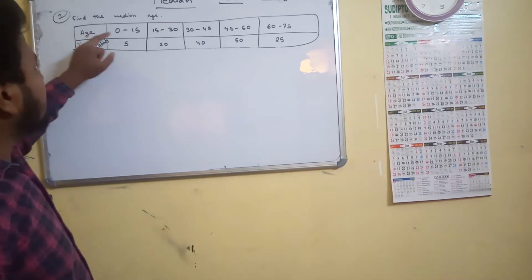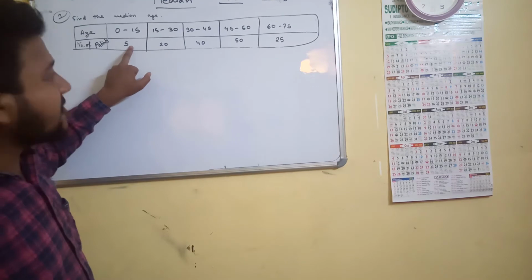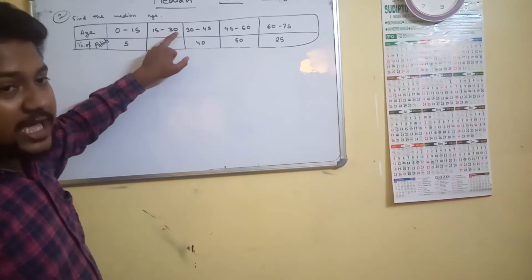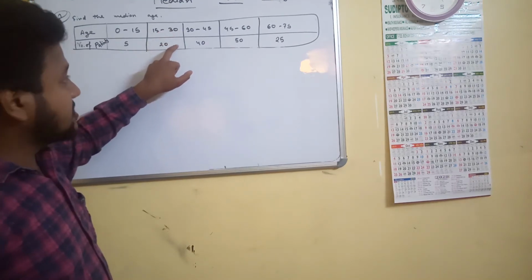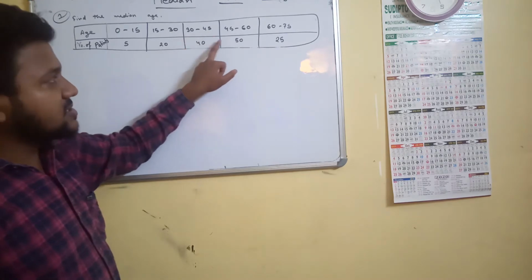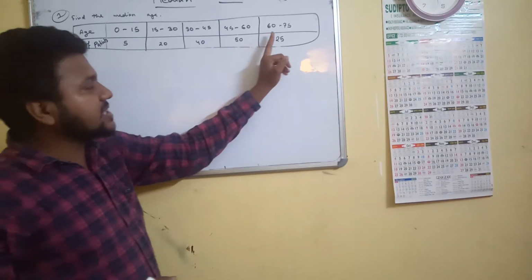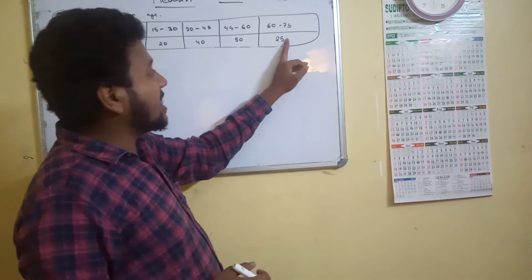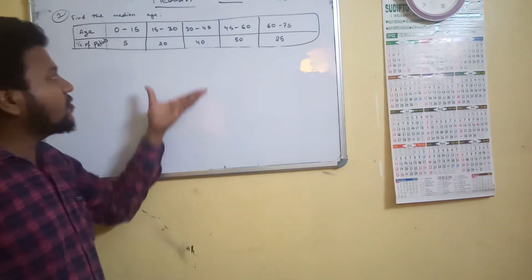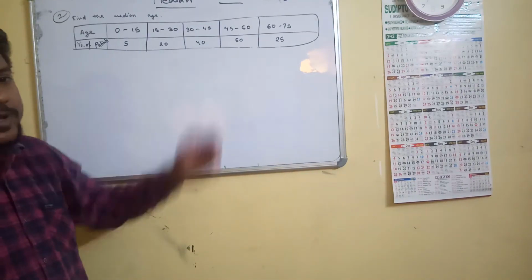The age group 0 to 15 has 5 patients. From 15 to 30 there are 20 patients. From 30 to 45 there are 40 patients, 45 to 60 there are 50 patients, and for the 60 to 75 age group there are 25 patients. So in order to find the median of this number of patients, we have to go through a particular procedure.